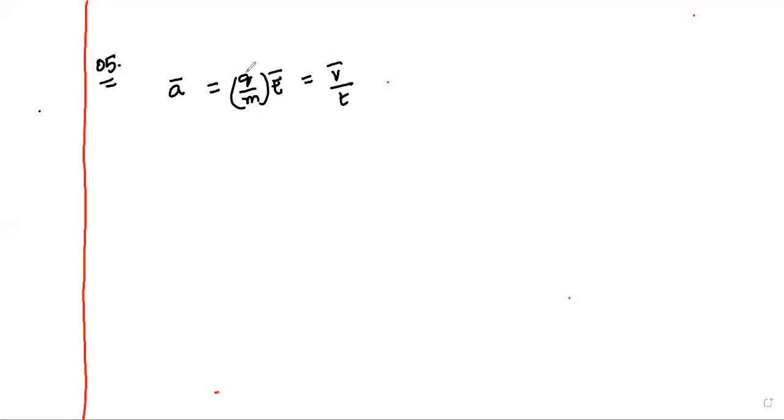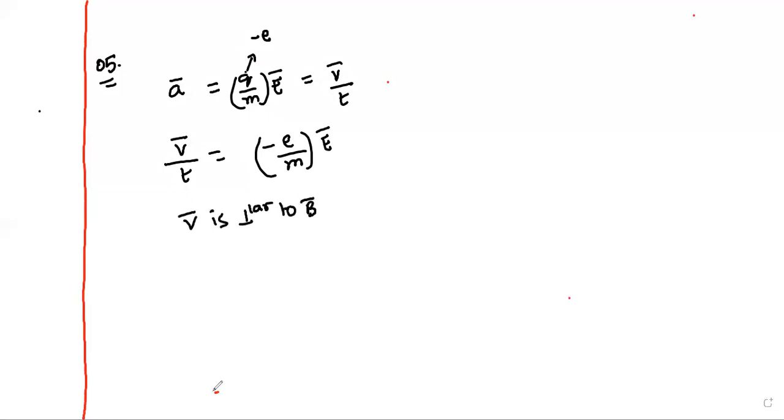Here they are saying that velocity is projected along the direction of the fields. Then they are asking what is the direction of electron. The charge of the electron will be minus e. So I will write v bar equal to minus e by m times E bar with respect to the electric field. And with respect to the magnetic field, we can say that velocity is perpendicular to the magnetic field.